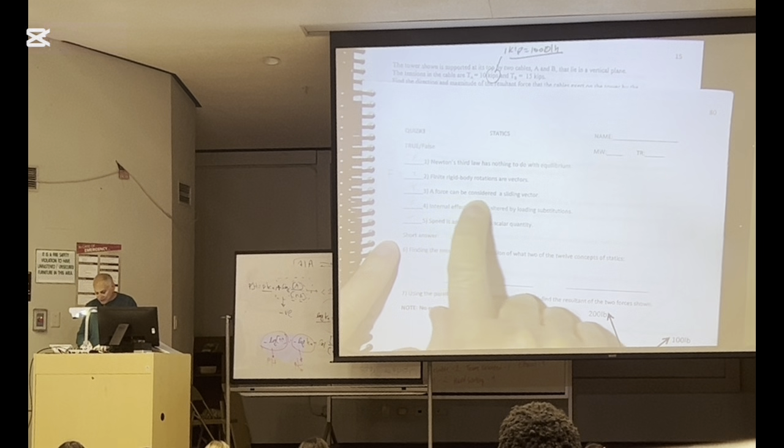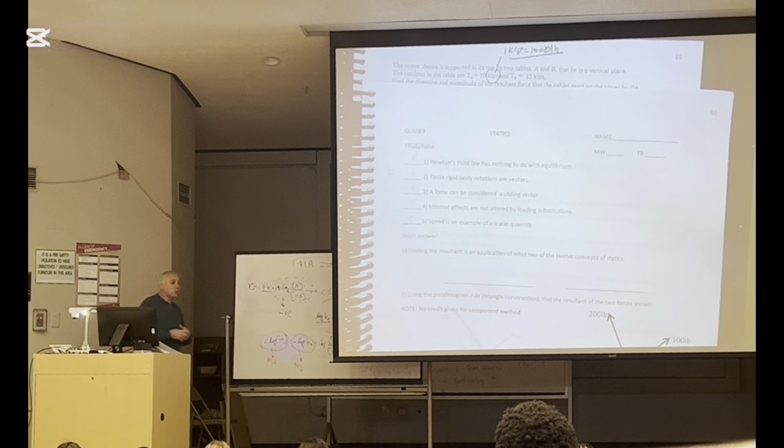A force can be considered a sliding vector. This is where I told you, please read the first 8 pages of the Procopy booklet. In the first 8 pages, it describes a free vector, a bound or fixed vector, and a sliding vector. It actually describes all 3. Well, if you don't read the first 8 pages like I told you to do today, you won't know the answer to that, would you? Okay?